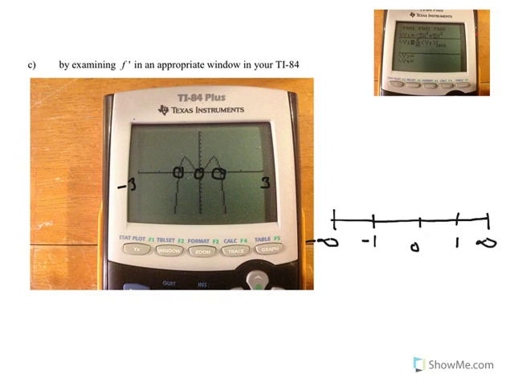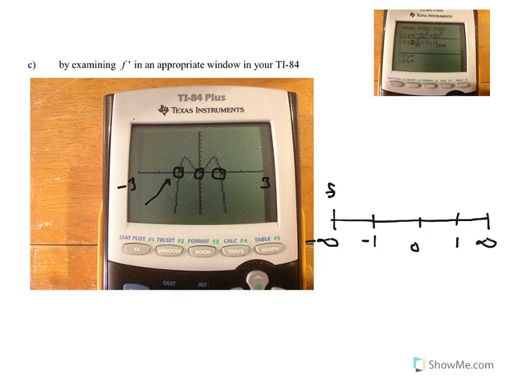If you were unsure what those zeros were, you can trace it and type in negative 1 and confirm that it's a 0, or you can use your zero feature on your graphing calculator. But we already know that we're going to have critical numbers at negative 1, 0, and 1 since we did this by hand.